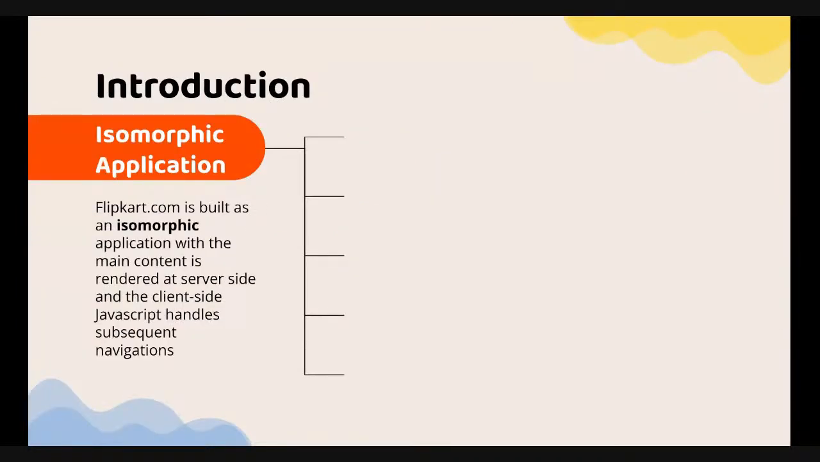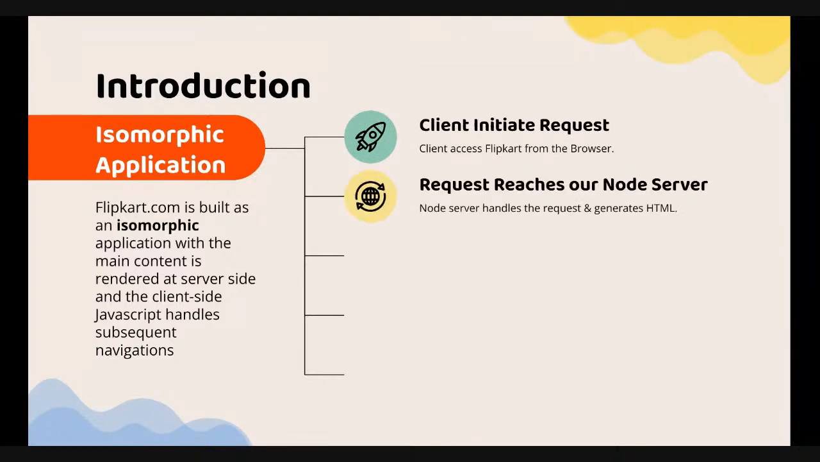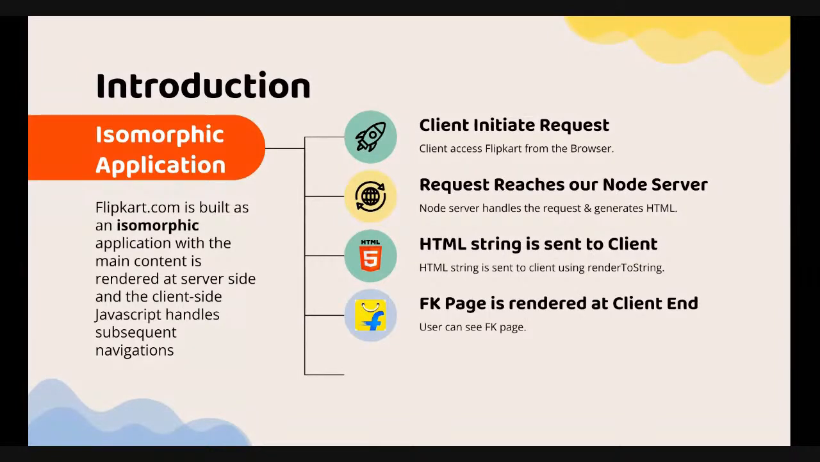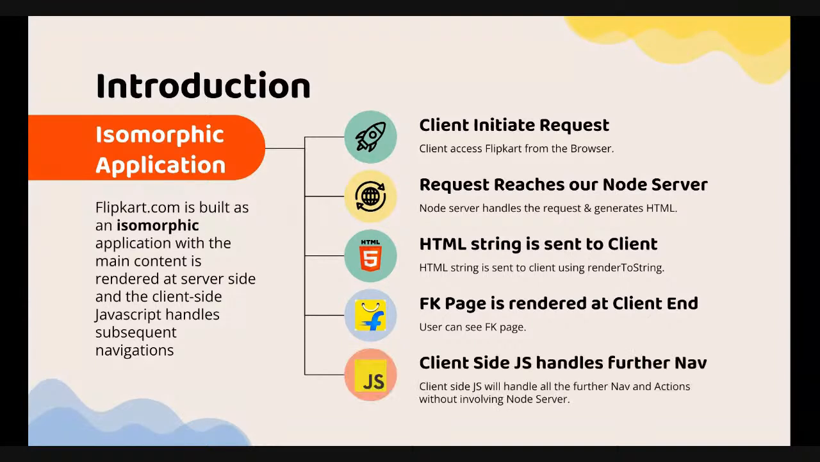So before going into observability, how we achieve observability in Flipkart, we will discuss how Flipkart web works. The Flipkart application is an isomorphic application, which means when a client initiates a request, it is received at our server end, and we generate HTML on our server. Then that HTML is sent to the client using render to string or render to node stream. Then the page gets rendered at the client end. All the other things like further navigation or any other action are done on the client side using client code. There is no further server intervention needed.